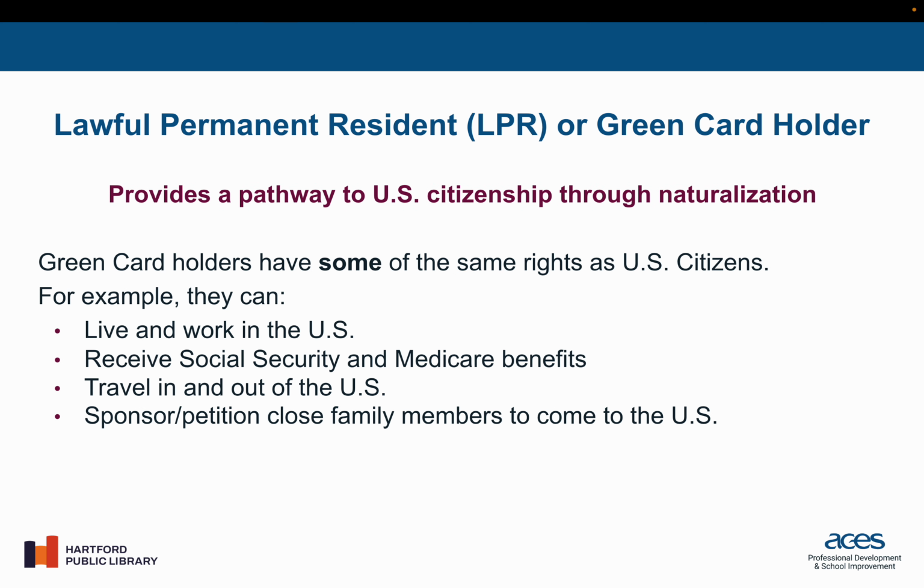Green card holders have some of the same rights as U.S. citizens. For example, they can legally live and work in the United States. They are eligible for Social Security and Medicare benefits. And traveling in and out of the United States is easier for green card holders than it is for immigrants without a green card. Another very important right that comes with lawful permanent residence is the ability to petition for or sponsor close family members to live in the United States.